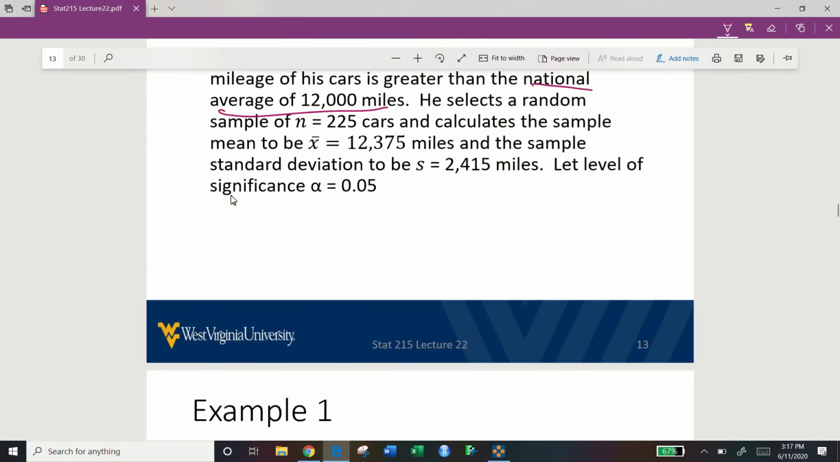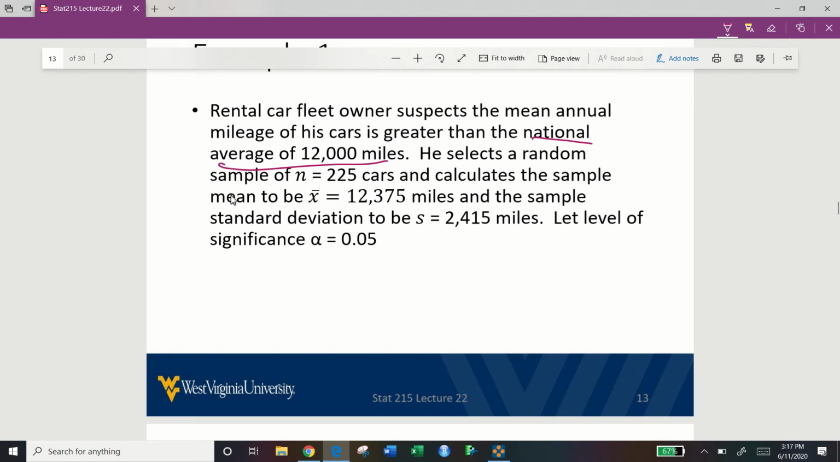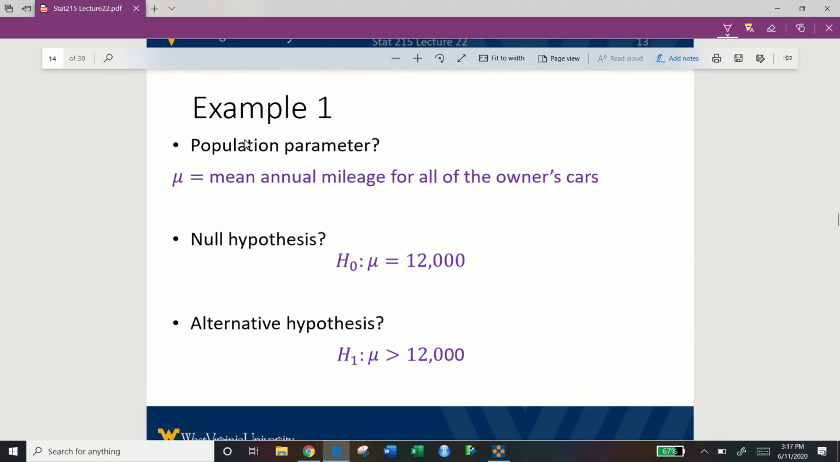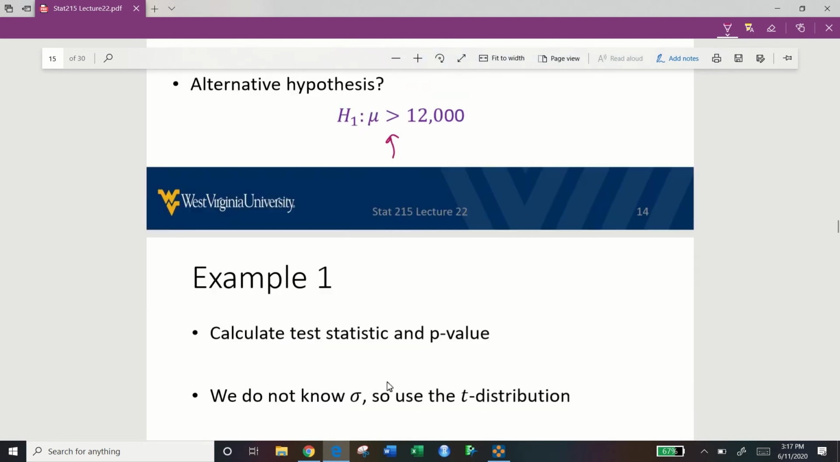If we scroll back up to the original problem, we were told that the rental car fleet owner suspects the mean annual mileage of his cars is greater than the national average. This will imply our alternative hypothesis needs to be greater than. Okay, so that completes step 1.